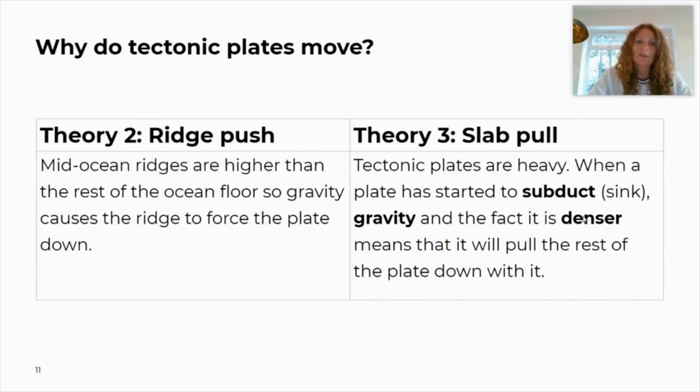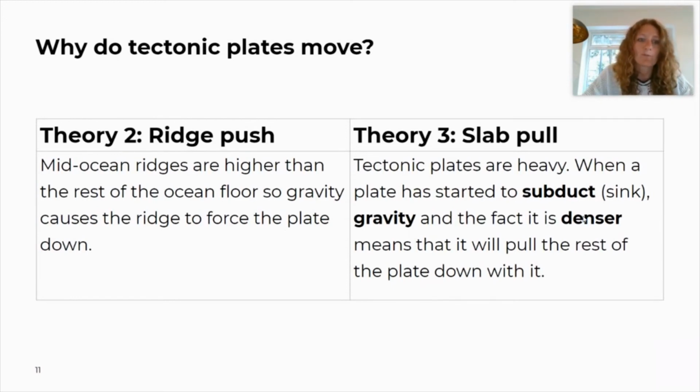Okay, so at the start of this session, I told you there were 3 theories about why it is that tectonic plates move. These are the other 2 theories. So we have convection currents as our number 1 theory. But there is also theory 2, which is about ridge push, and theory 3, which is about slab pull.